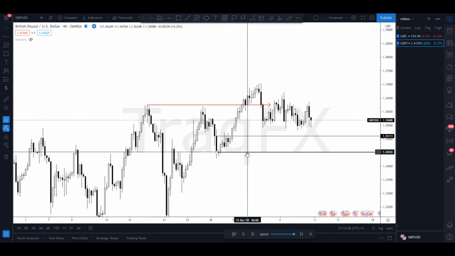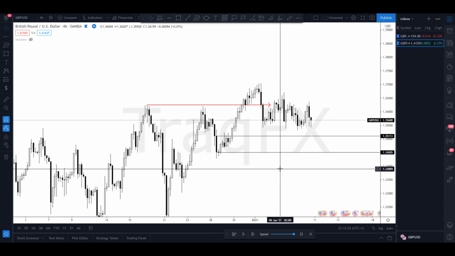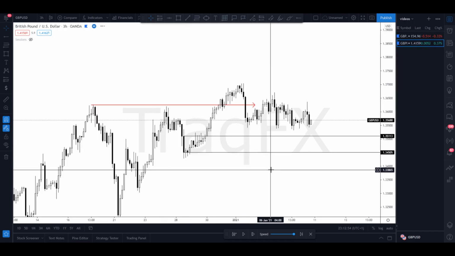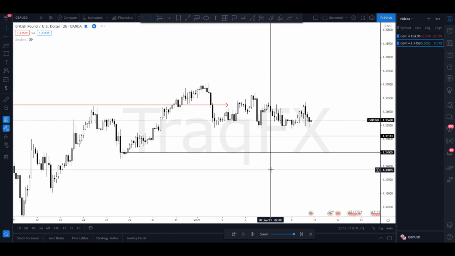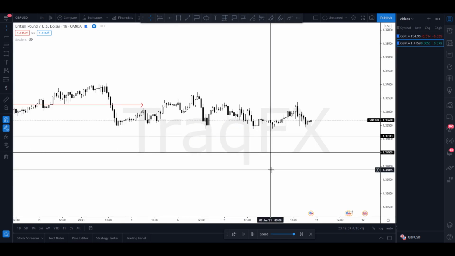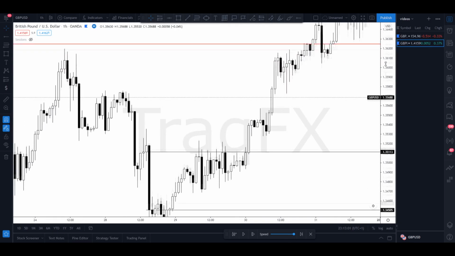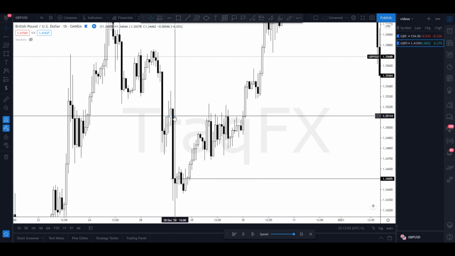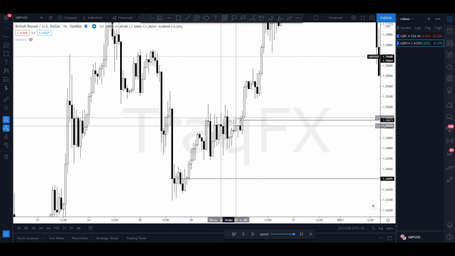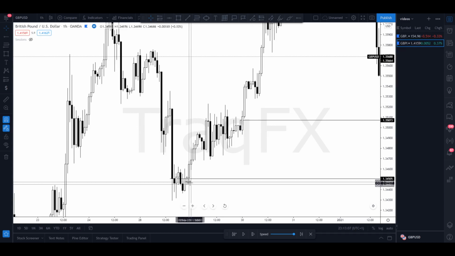4H. Remember, the thing that I'm doing here is finding out which one looks the cleanest, and I'm sticking to that one. Let's go to the 3H, right? 2H, 1H. Nothing clean so far. Now we do have an area right over here. This last institutional candle before the major move up.